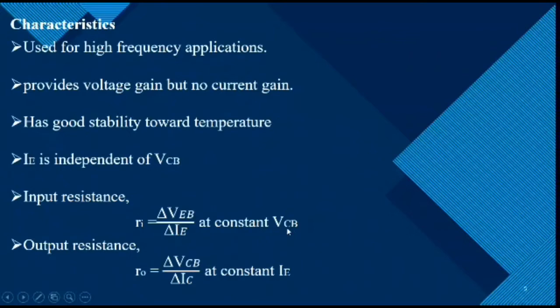As the input resistance is of very low value, a small value of VEB is enough to produce a large current flow of emitter current IE. Now, the output resistance RO is the ratio of the change in the collector base voltage to the change in the collector current at constant emitter current IE. So, as the output resistance is of very high value, a large change in VCB produces a very little change in collector current IC. This is about the CB configuration.